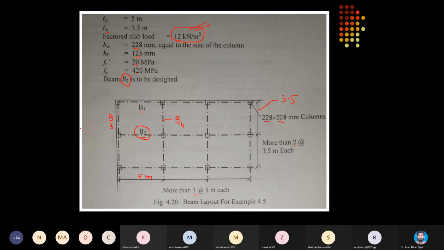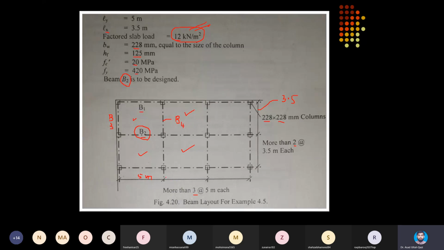Not only slabs, panels, corner panels, edge panels, interior panels, but also all the beams, then columns, then footings. So it will be a complete design, not just one floor. Maybe it is a multi-story building, so all the floors. So at the moment we are only focusing on the design of the first interior beam running along the longer span, B2.